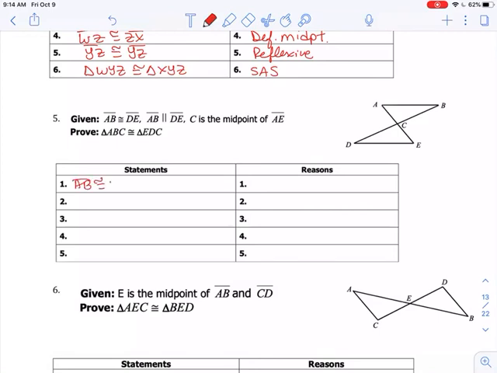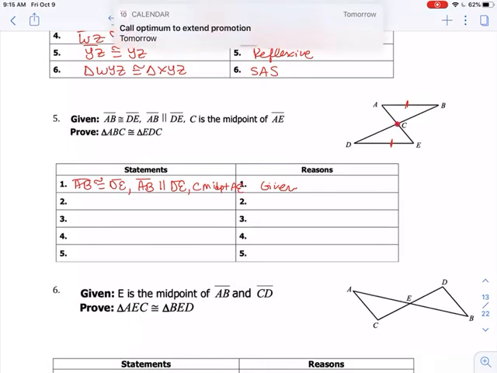Okay, last one that we're going to do together. So AB is congruent to DE. I'm going to mark that. You always want to be marking your picture because there's going to be a lot of stuff going on, and you need to know why the triangles are congruent. AB is parallel to DE, and C is the midpoint of AE. All my given.